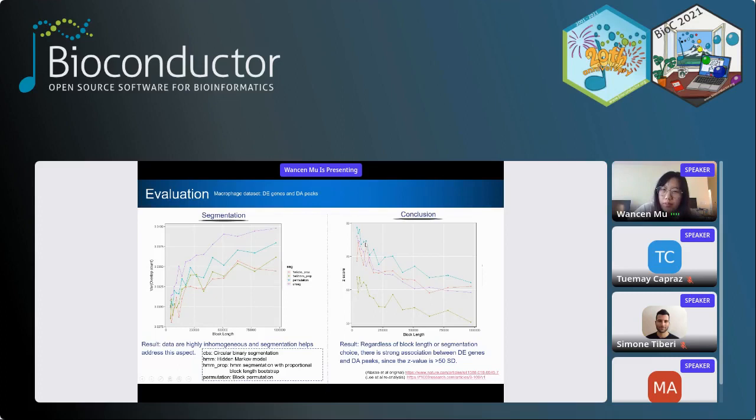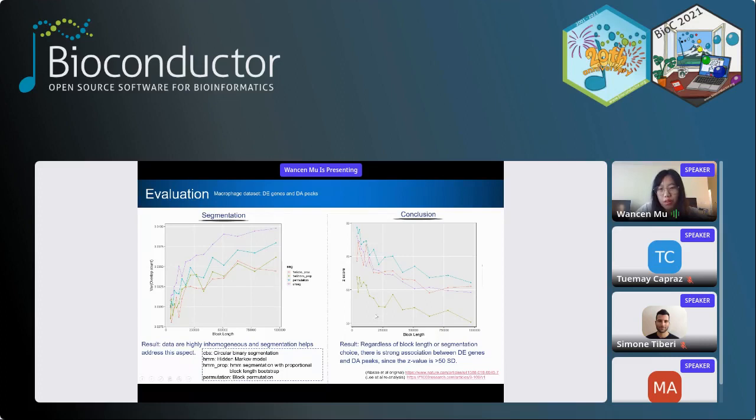if you're seeing the shuffling or the unsegmented block bootstrapping result in a significant conclusion, while using the Hidden Markov model with the block bootstrap will give a non-significant result. And although we are not showing it here, we actually have evaluated the block length by using the KL divergence of the interfeature distance and found out the Hidden Markov model with 200 kilobase pair block lengths most closely resembles the original interfeature distance.